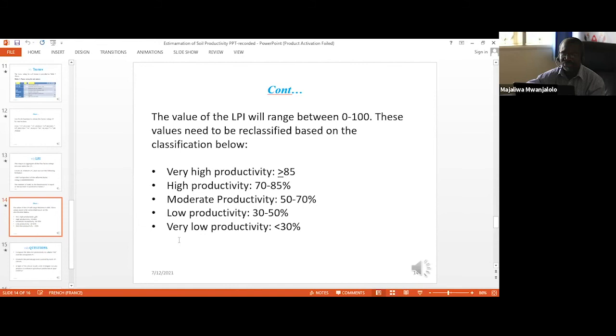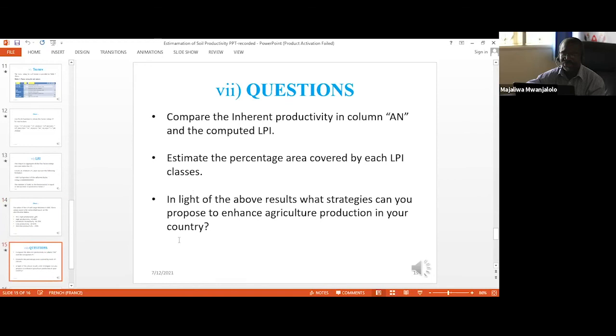So once that one is done, then you answer for us these questions. You compare the inherent productivity, which we have provided for you in the column AN, with what we have computed. And we will want you to estimate the percentage area covered by each LPI. So once you have your LPI, we want you to suggest some strategies to enhance agricultural production in your country.